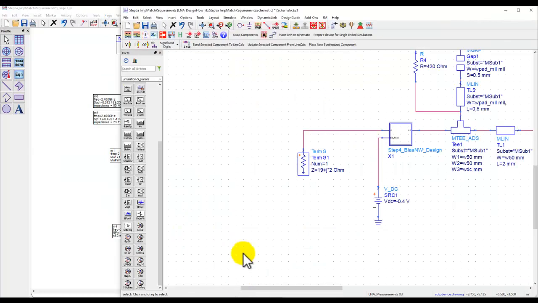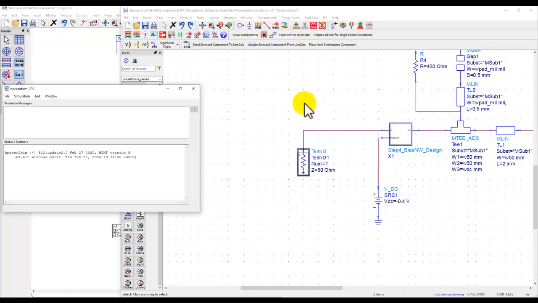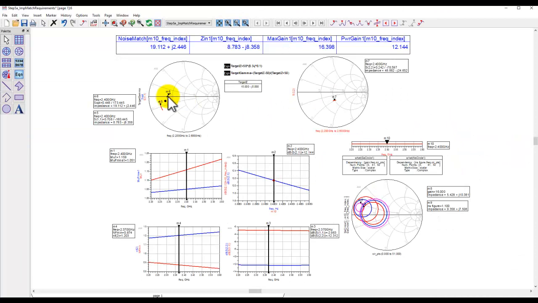So there's no fun designing an LNA like that. All right, let's go back and undo this, change back to 50 ohm, and run the simulation again. So that was about the best noise figure match.